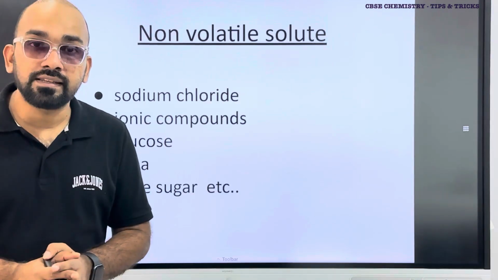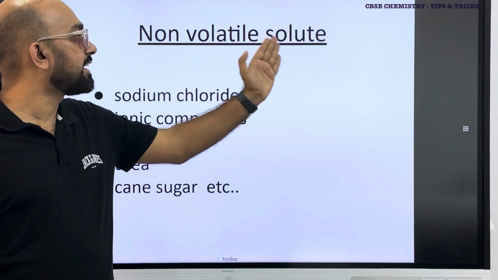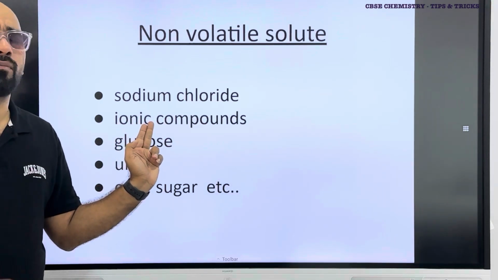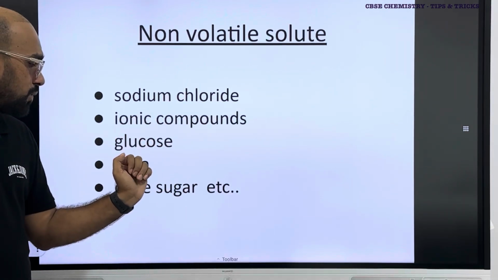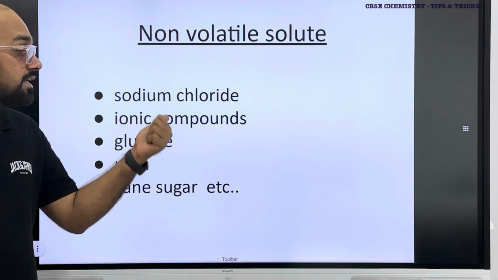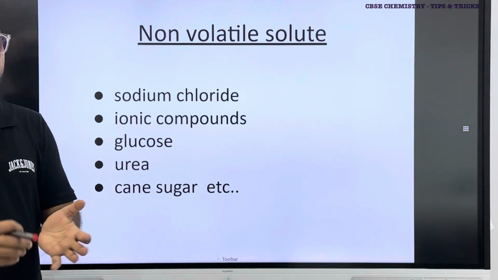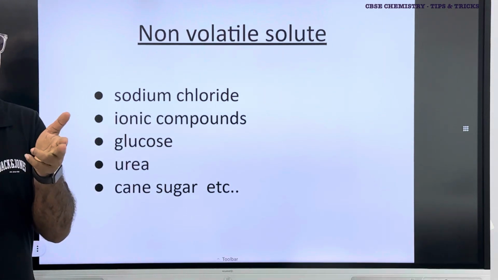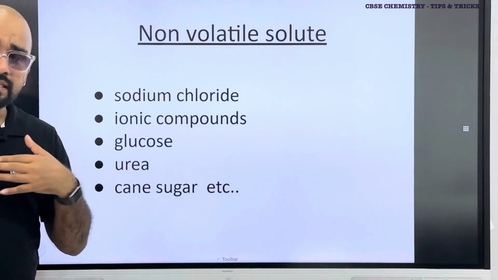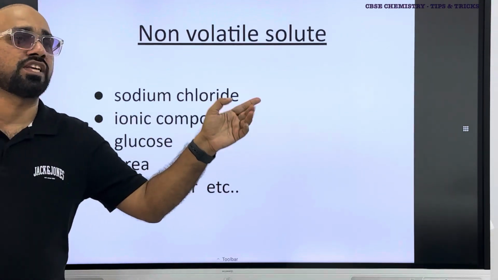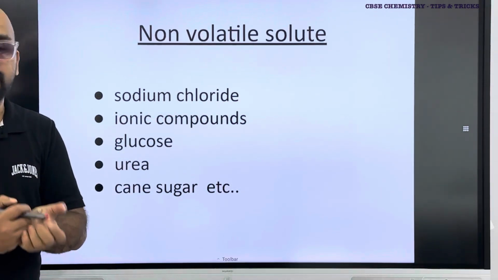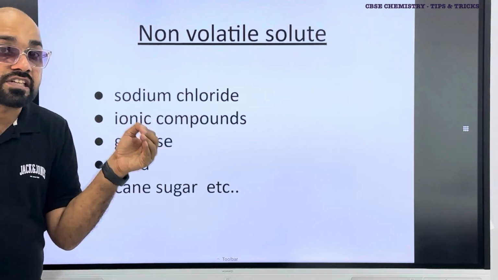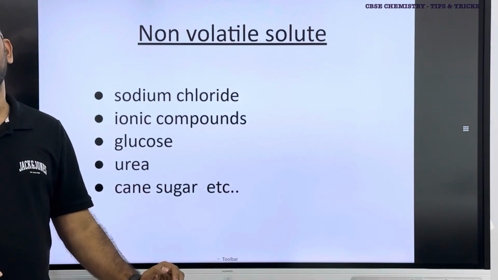There are exceptions. These are the examples of non-volatile solutes mentioned in the textbook: sodium chloride and mostly all ionic compounds, glucose, urea, cane sugar, etc. If you see these compounds as solute, you have to understand it's a non-volatile solute and definitely vapor pressure decreases. We know that if a non-volatile solute is added to a solvent, vapor pressure decreases. So these are the examples for the non-volatile solute, which result in the reduction of vapor pressure.